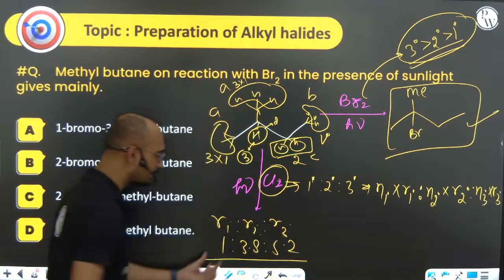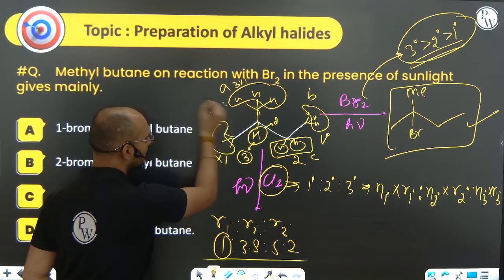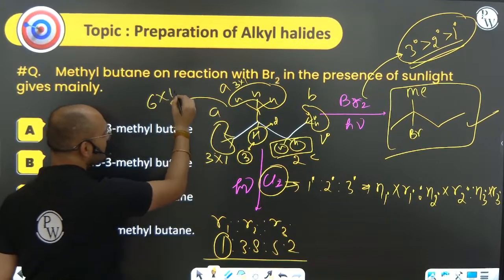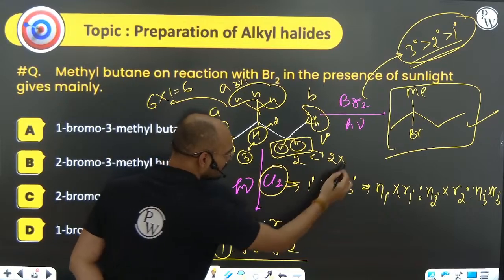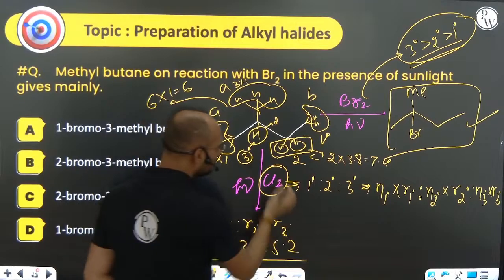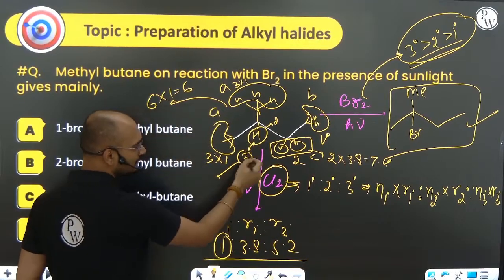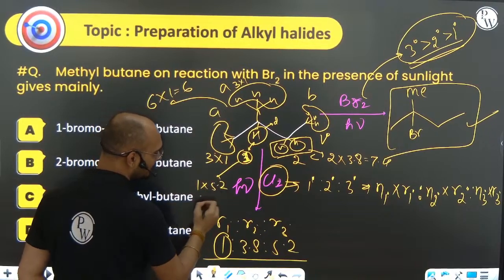So what will happen? How many of the 1 degree hydrogens are there? 3, 3, 6. So it will be 6 ones are 6. What about this 2 degree? It will be 2 into 3.8, which gives you 7.4. How many 3 degree are there? 1. 1 into 5.2 will give you 5.2.